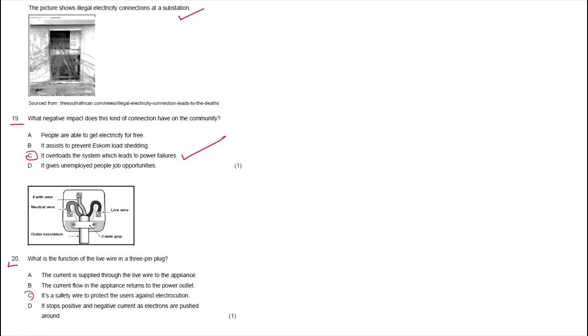Okay, and then next we'll move to question 20, which says, what is the function of the live wire in a 3-pin plug? So the answer for this will be A, which says that the current is supplied through the live wire to the appliance, because the live wire carries electricity into the appliances. Our correct answer will be A.